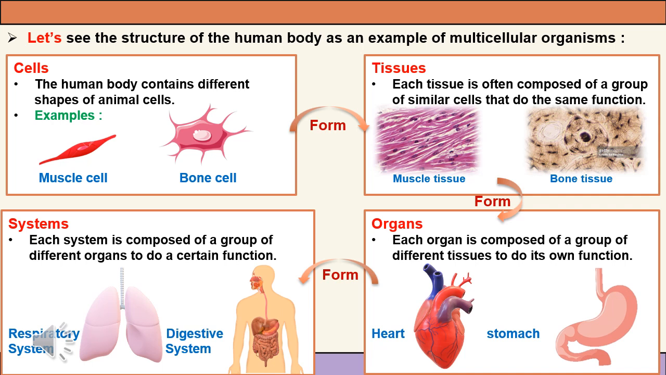And what does each organ consist of? Super, each organ consists of many tissues. And what does each tissue consist of? Super, each tissue consists of many cells. So, which one now is considered as the building unit of the human body? Super, the cells are the building unit of the human body.